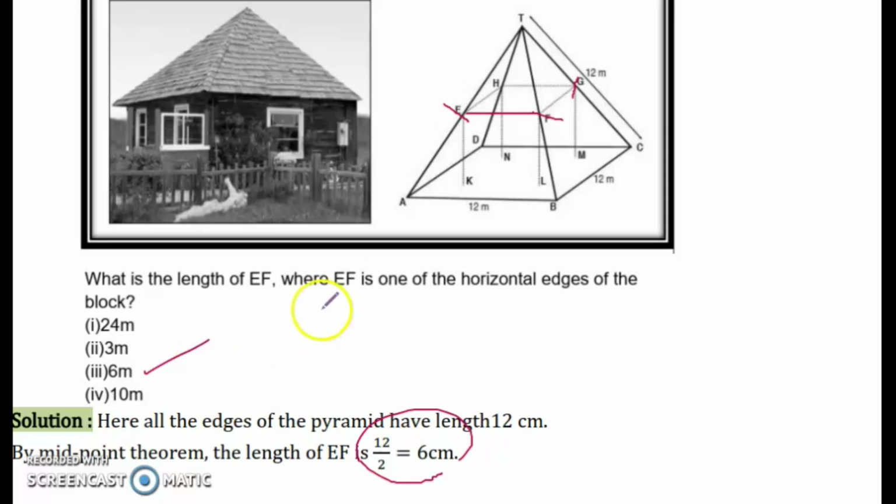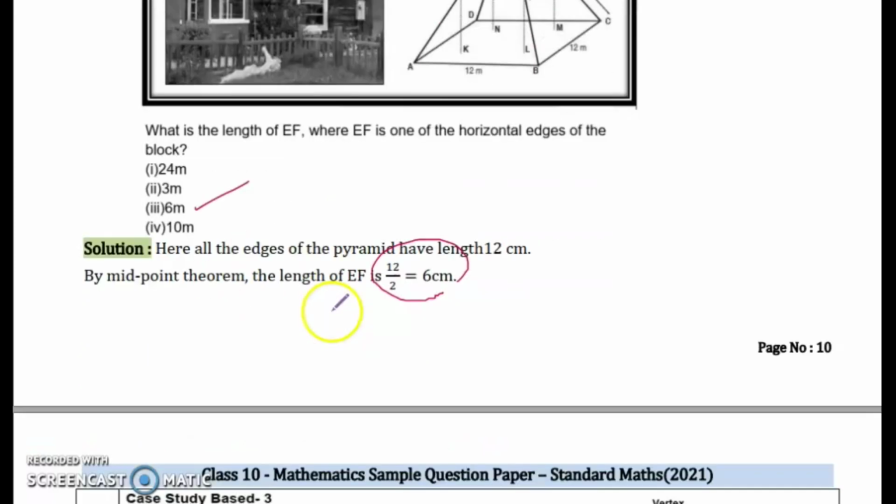That means our answer is the third option, 6 meters here, right? Right.